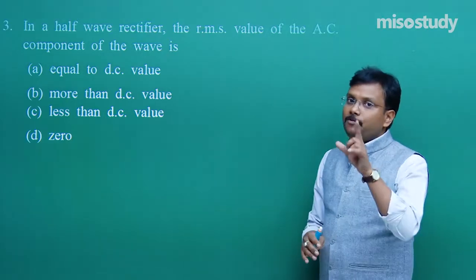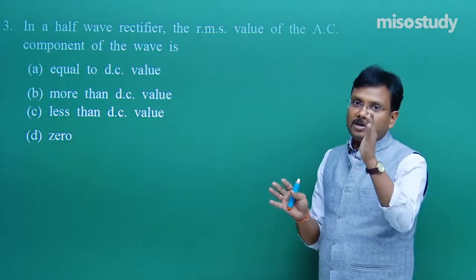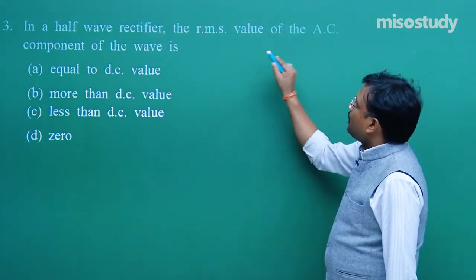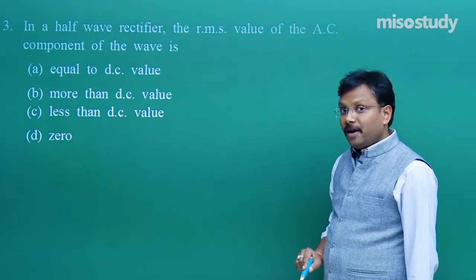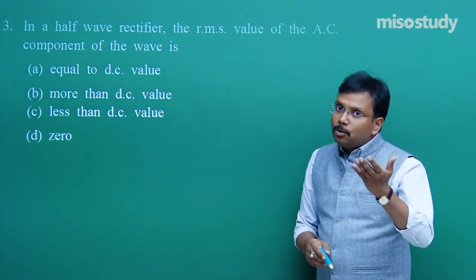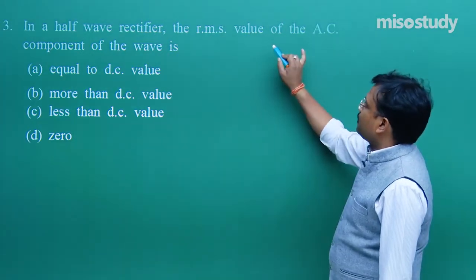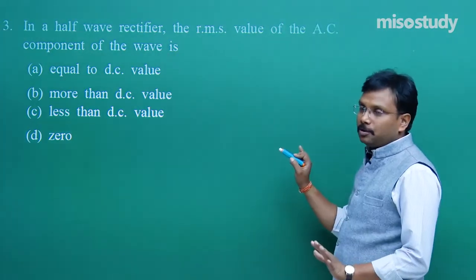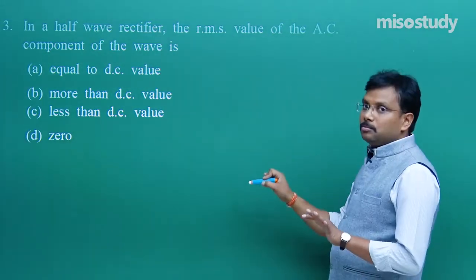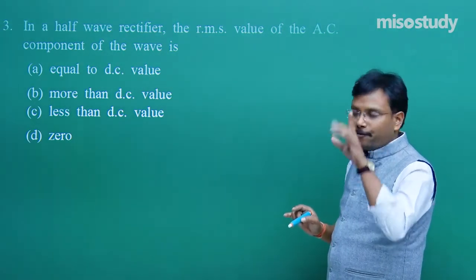Half wave rectifier means for half cycle of AC there is DC, then no response, then again DC, then no response, and so on. Fine. So in a half wave rectifier, the RMS value of the AC component of the wave is equal to, more than, or less than what? Obviously, my half wave rectifier is providing me DC output. And what about its value vis-a-vis the AC component, that is what we exactly want to find out.